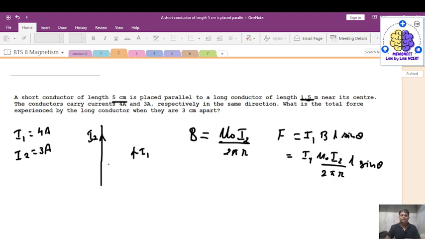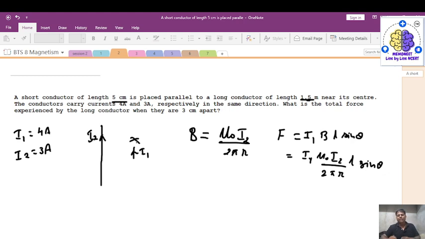Now for sine theta, if we see the magnetic field because of the long conductor at the small conductor, it will follow Maxwell's right hand thumb rule. So if the current is in the upward direction, the magnetic field will be in inward direction. So the magnetic field experienced by the short conductor will be directed inward.